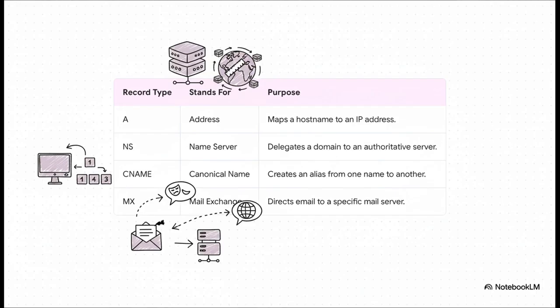An NS, or name server record, points to which server is in charge. A CNAME is an alias, kind of like a nickname. And the MX, or mail exchange record, is super important for email. It tells everyone where to send the mail for that domain.